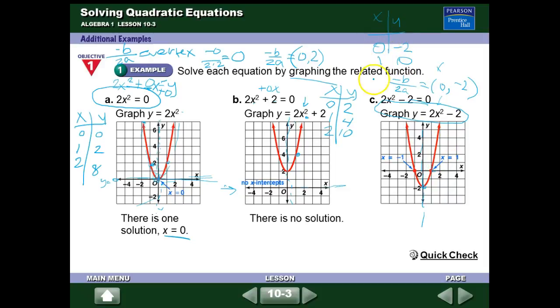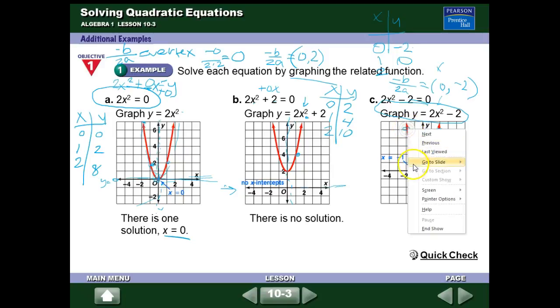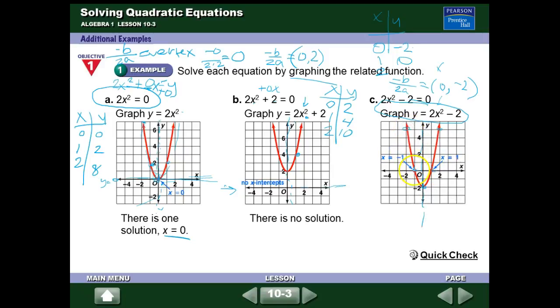Plug in 2. And I'm running out of room, so I'm going to just kind of write over top. 2 squared is 4. 2 times 4 is 8. 8 minus 2 is going to get 6. So 2, 6. So I've got my points. I'm going to reflect them across my axis of symmetry here and down here.